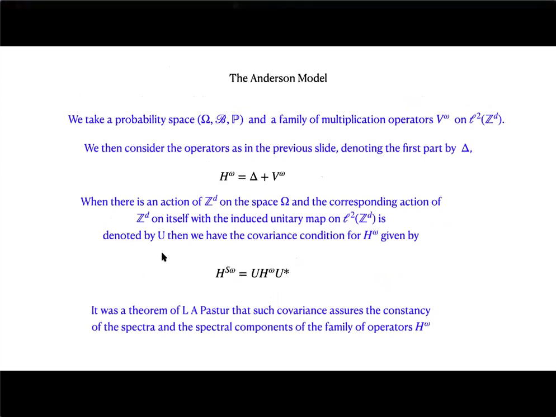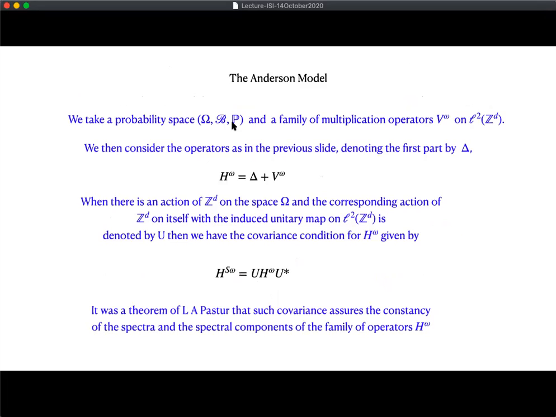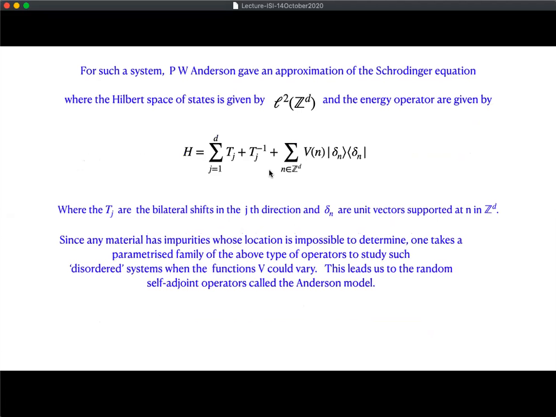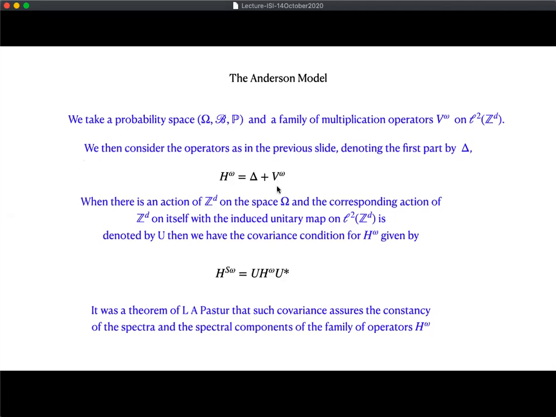To describe the Anderson model, we take a probability space (Omega, B, P) and a family of multiplication operators V_omega on L2 of Z^d, real valued random variables on omega. We then consider V_omega(n), a real valued random variable when n is in Z^d, and this is just the operator of multiplication by them. We then consider the operators of the previous slide, denoting H_omega to be the Laplacian, which is the first part, plus V_omega, the diagonal part.